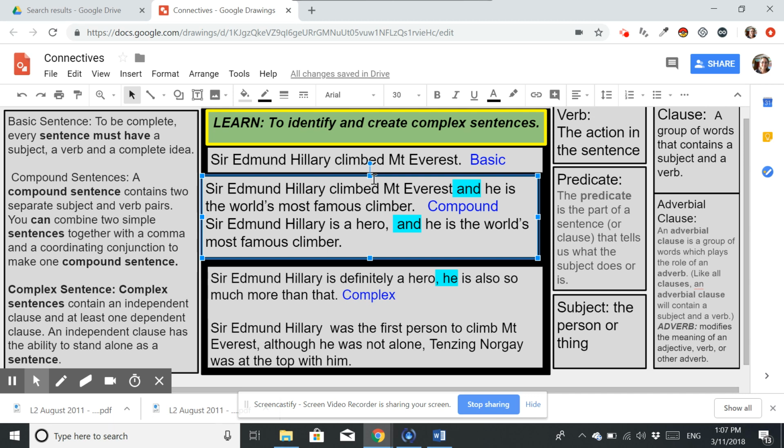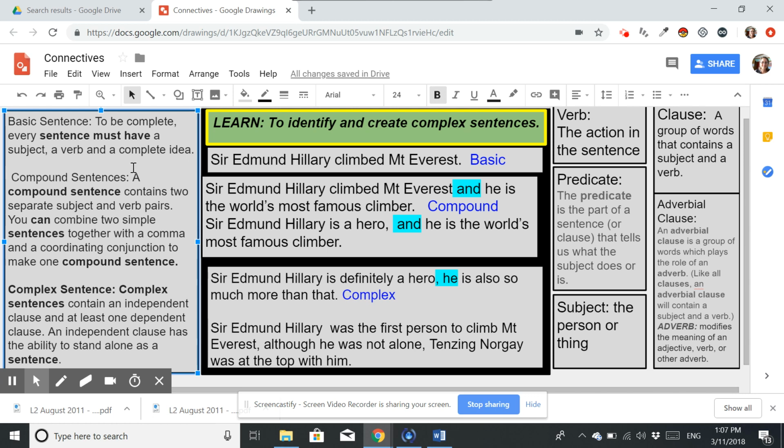Rewindable learning. So we're learning to identify and create complex sentences. But to be able to do that, we need to know what a complex sentence is. We also need to be sure what a basic sentence is and what a compound sentence is. So I've got some definitions over here.